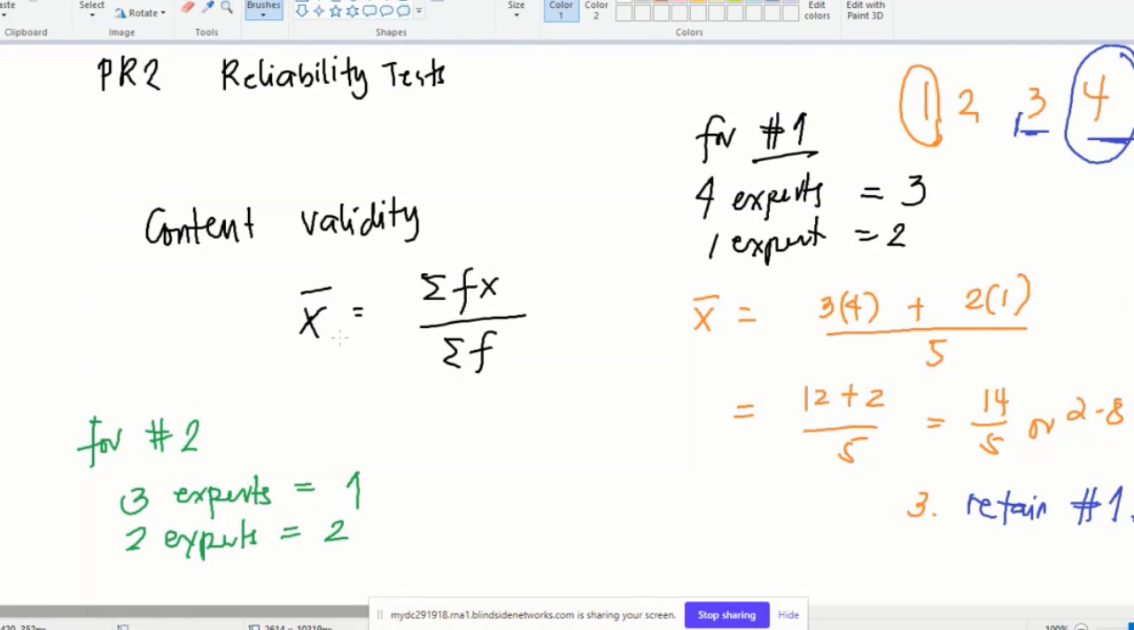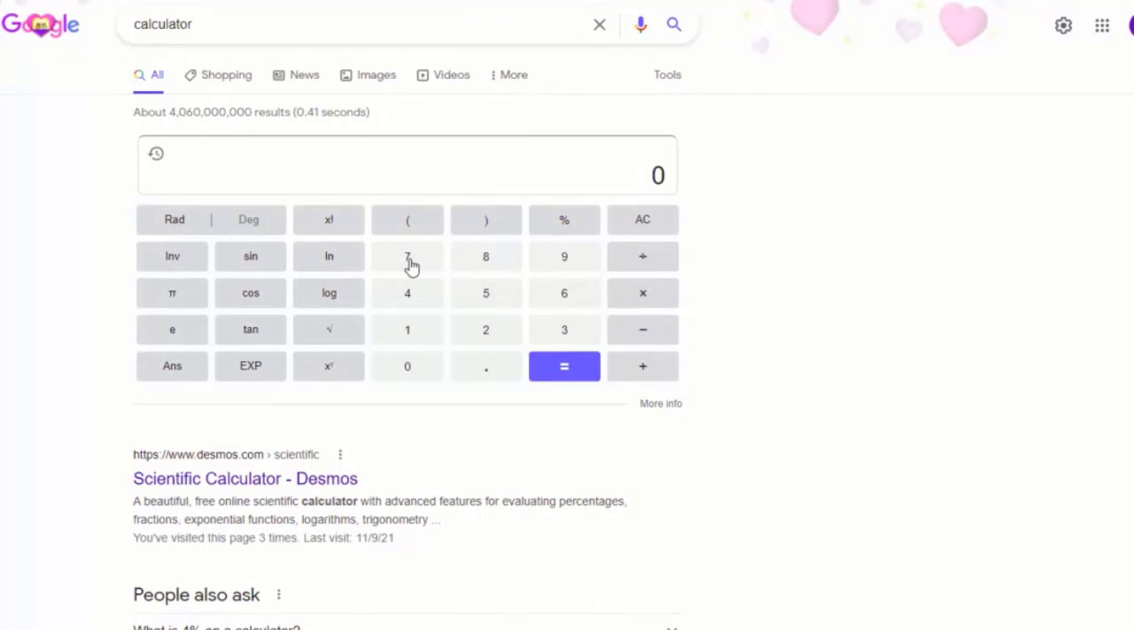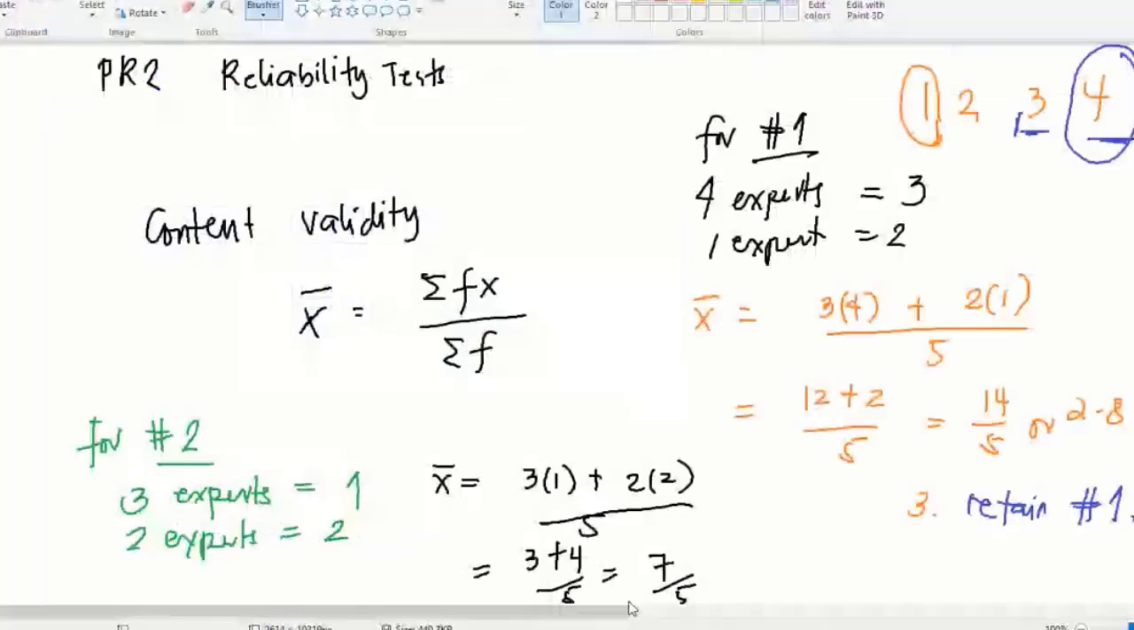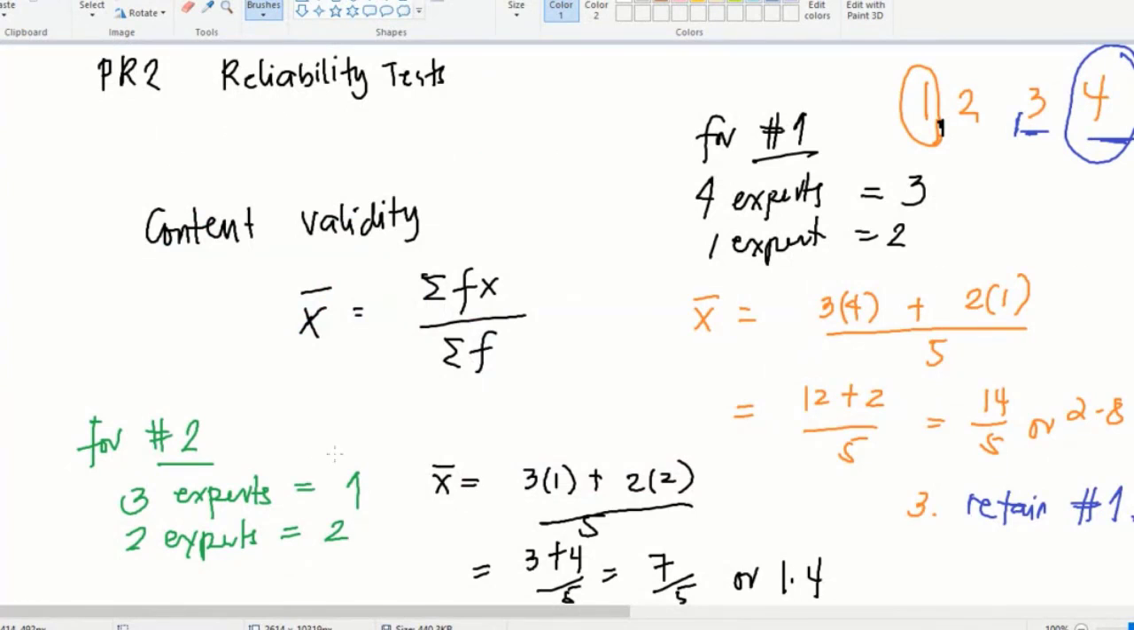So how are we going to get the weighted mean for item number 2? x is equal to 3 times 1 plus 2 times 2 over 5, which is 3 plus 4 over 5. So that is 7 over 5. And 7 over 5 is what? Let me check. 7 divided by 5 is 1.4. So it is weak. It did not even reach 1.5 for us to consider it as 2. So it is weak. Therefore, again only for this example, item number 2, which is theories, should be removed from your research questionnaire. Okay, so this is how content validity works.